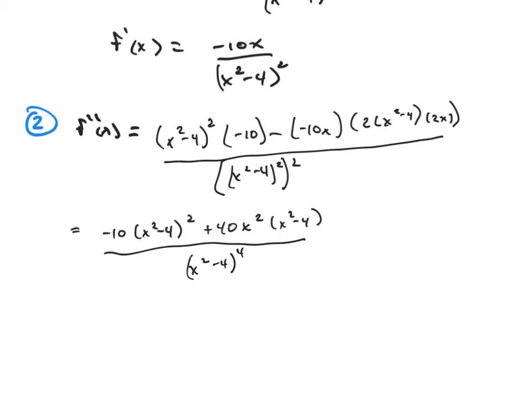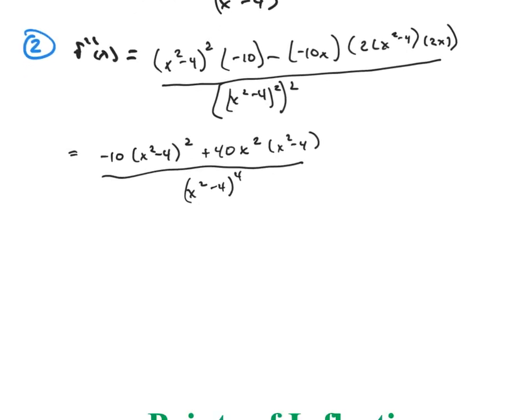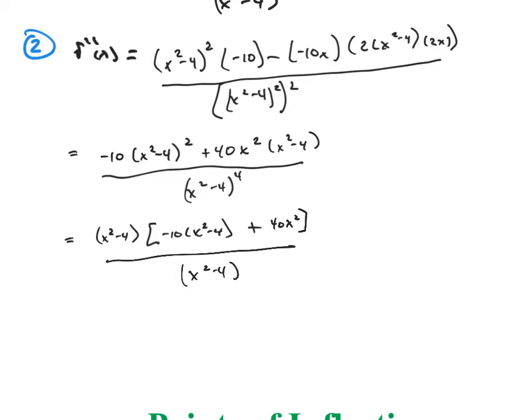So what do I do? I realize that I have an x squared minus 4 in common up top. So if I factor out that x squared minus 4, I would have an x squared minus 4 times, well, what would be left in this first term? If I took away the x squared minus 4, I would have a minus 10 times one of the x squared minus 4's left. In the second term, if I took away the x squared minus 4, I'd be left with just the 40x squared. So that's plus 40x squared. And all of this is over x squared minus 4 raised to the 4th.